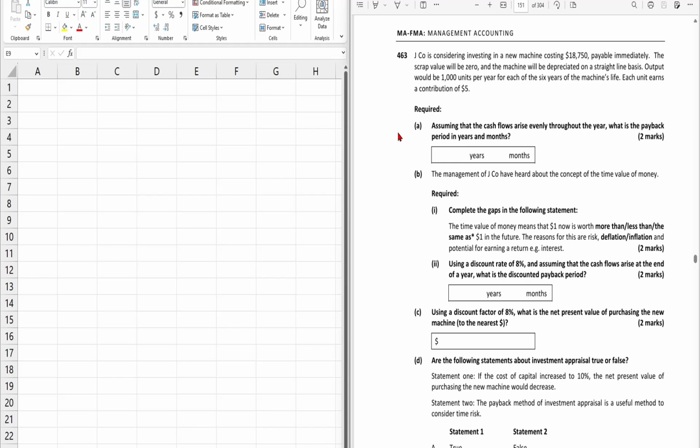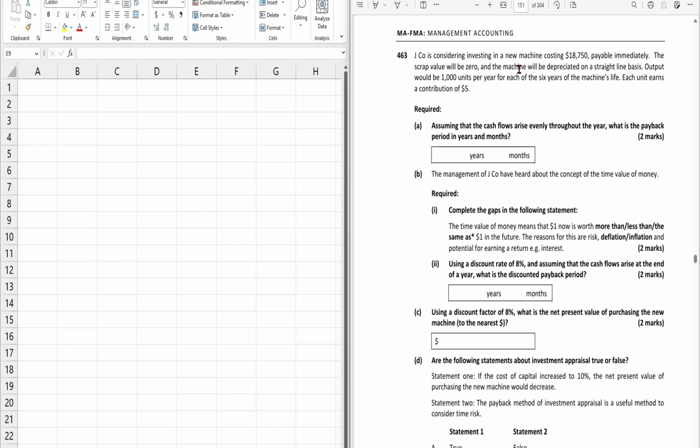See, there are lots of things explained in this paragraph. First thing is that J Company is going to purchase a machine whose cost is 18,750, payable immediately, meaning in year zero. Right now you have to pay this amount. Another thing is scrap value: the useful life of the machine is 6 years, meaning after using it for 6 years its scrap value will be zero, so you will get nothing if you sell this machine after 6 years.